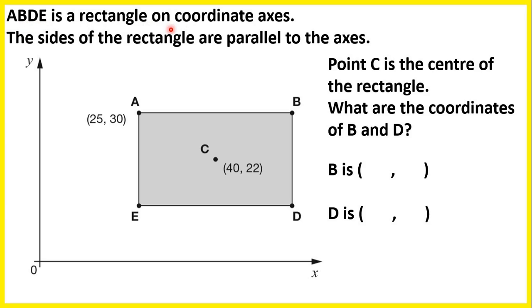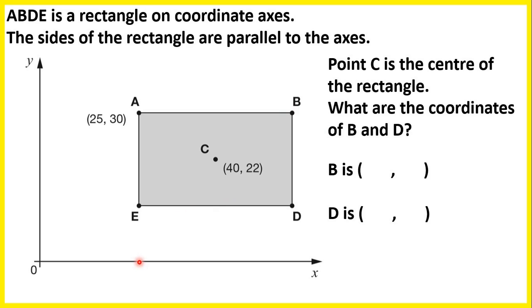ABDE is a rectangle on coordinate axes. The sides of the rectangle are parallel to the axes. Point C is the centre of the rectangle. What are the coordinates of B and D? So we need to find the coordinates for these points here.